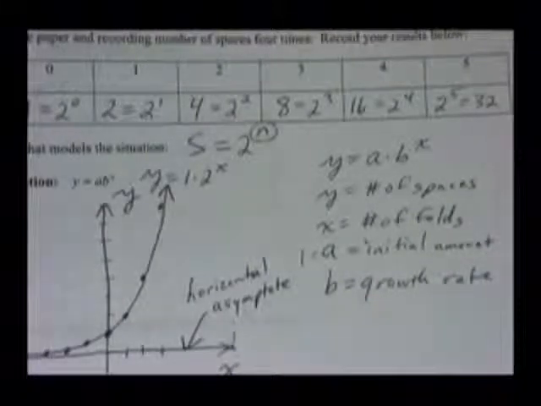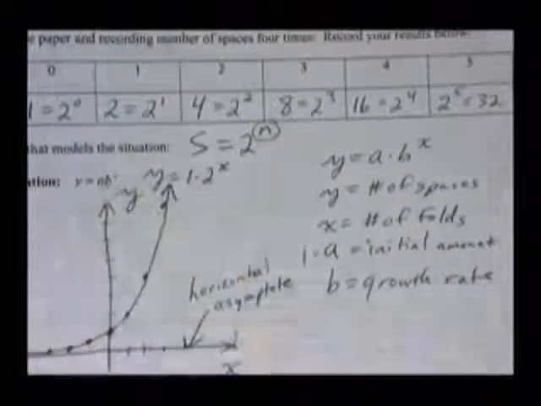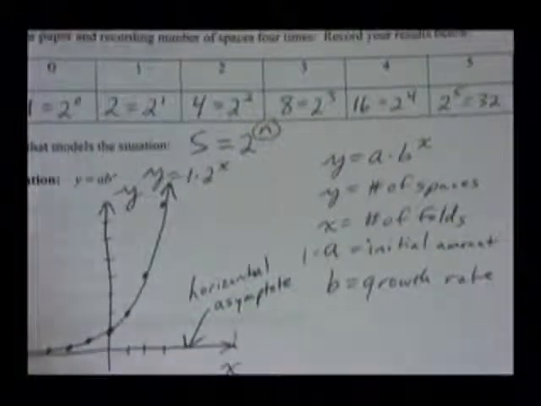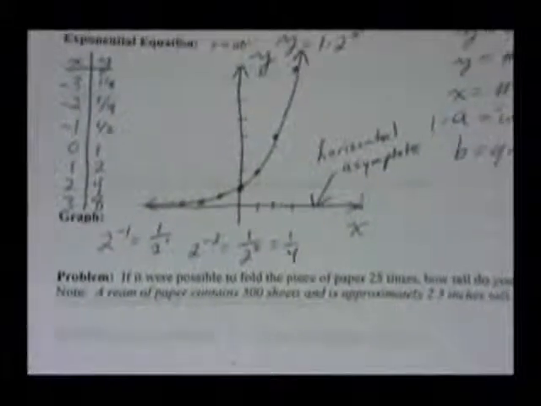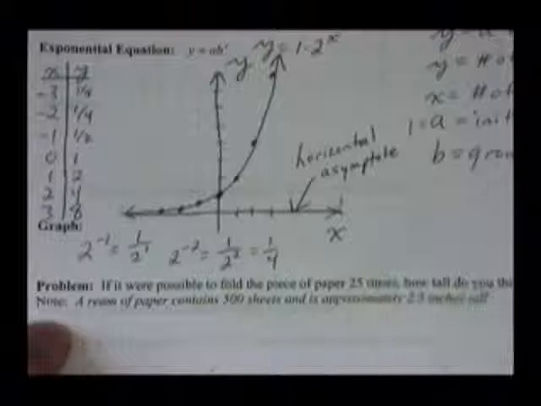All right? And that's the basic idea behind exponential equations. We're going to have our variable in the exponent. So let's continue on with this same problem, but ask another question from it. If it were possible to fold a piece of paper 25 times, and remember I said the most you can fold it, I believe, is either 7 or 8, how tall do you think that paper would be?